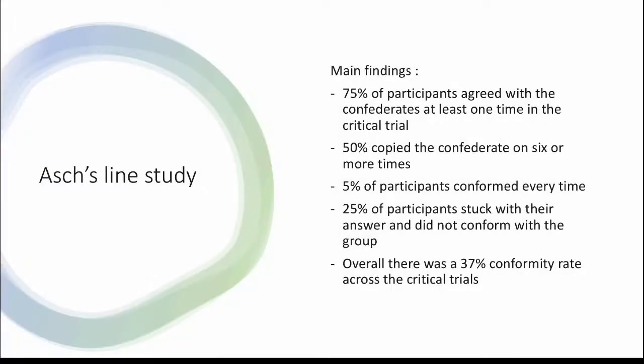The main findings of Asch's line study is that 75% of participants agreed with the confederates on at least one occasion. 50% copied the confederates 6 or more times. 5% conformed every time. 25% of participants stuck with their answer and did not conform with the group. Overall, there was a 37% conformity rate across the critical trials.